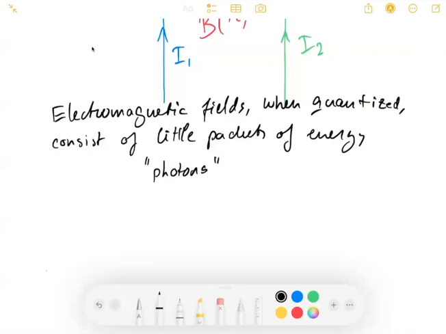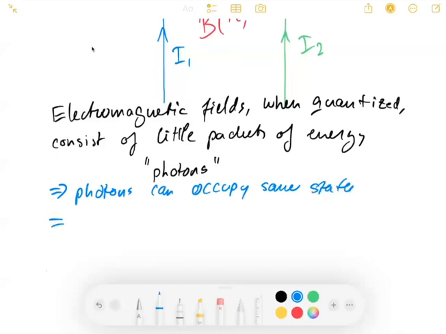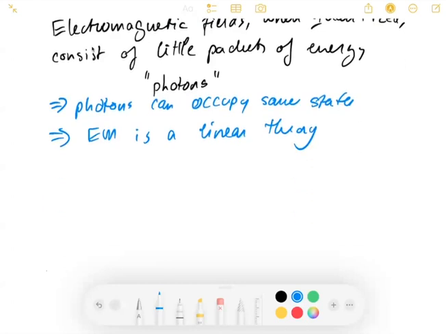And because they don't step on each other's toes, because they're bosons, that means that the field, the source field relation, is going to be linear. Okay, what do I mean by that? So the photons can occupy the same space, occupy the same states. So therefore, E&M is a linear theory. Okay, so what do I mean?